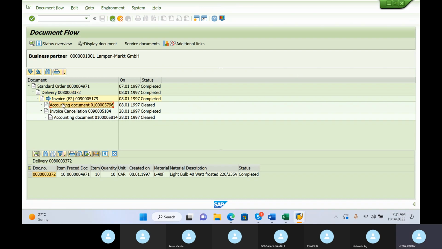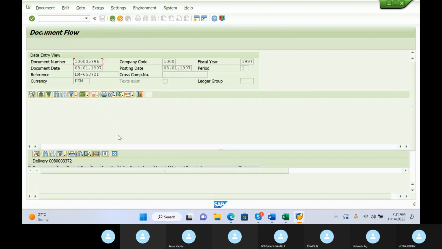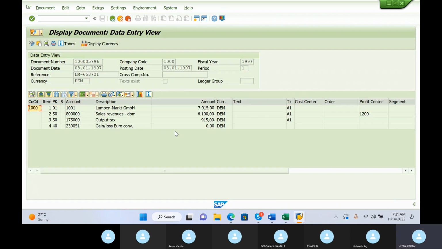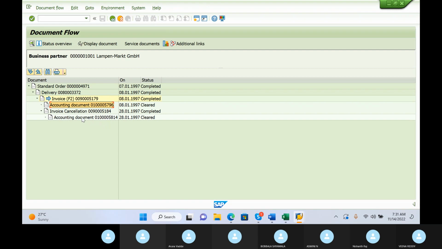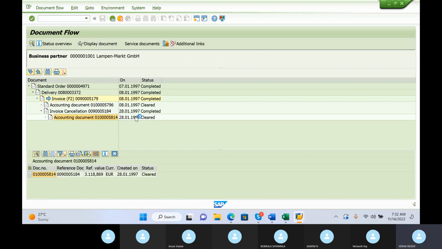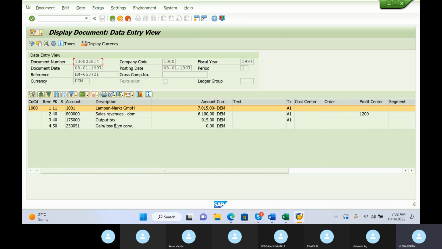Here the accounting documents are there. This is the document related to gain or loss with that product, the sales revenue account, the customer, and it includes tax also. This is the billing. Invoice cancellation. They have cancelled the invoice also. I think this is reversed.